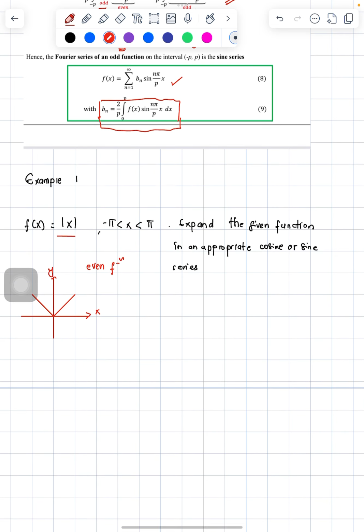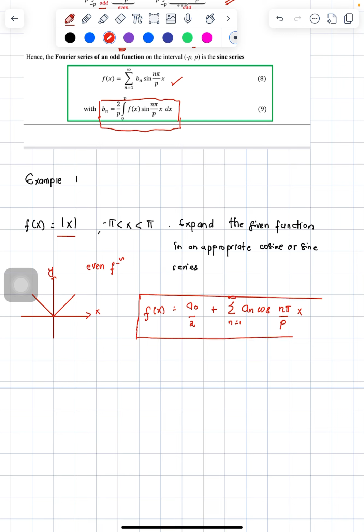So the Fourier series for an even function is f(x) equals a0 over 2 plus the summation of an cos(n pi over p x), n equals 1 to infinity. Okay, this is the Fourier series for an even function, or we call it the Fourier cosine series, because here we have cos.